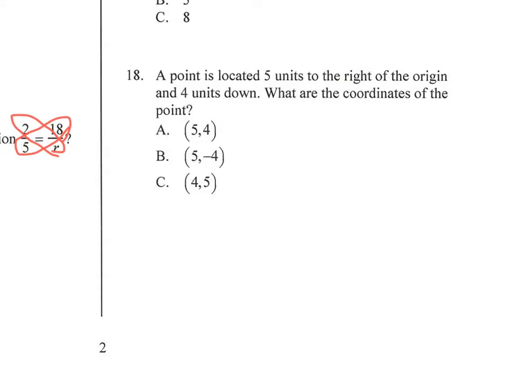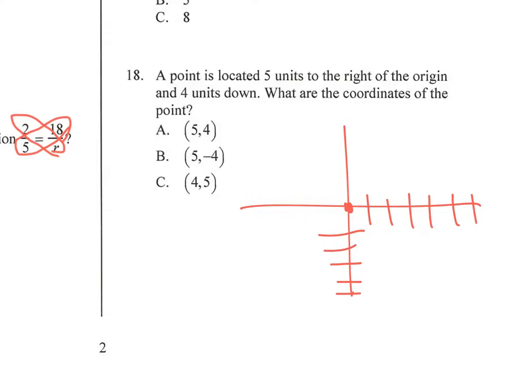Okay, number 18, last one on this page. Pretend you got a coordinate plane. It says a point is located 5 units to the right of the origin. So here's the origin. Okay, so I'm just going to kind of draw some lines here. All right. And now ask yourself, it says 5 units to the right and 4 units down. 5 to the right, 4 to the down. And then what would the ordered pair be? All right. Which of these would be the correct ordered pair?